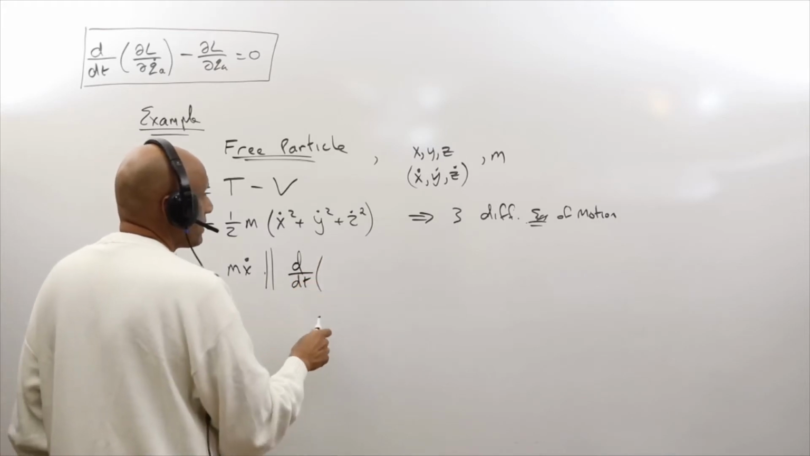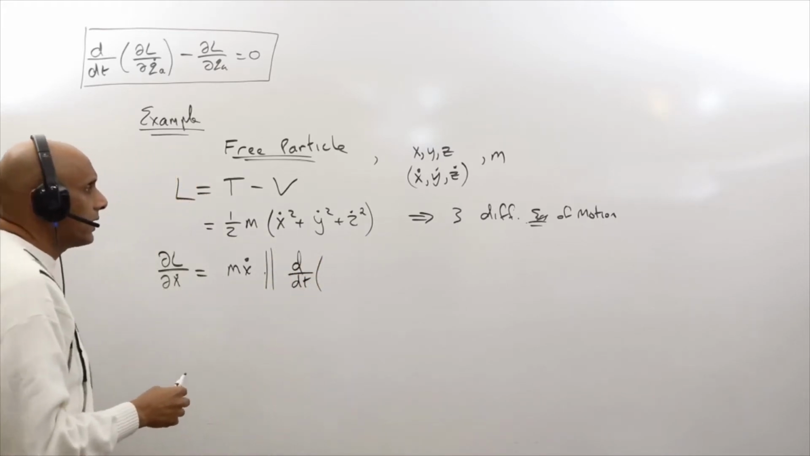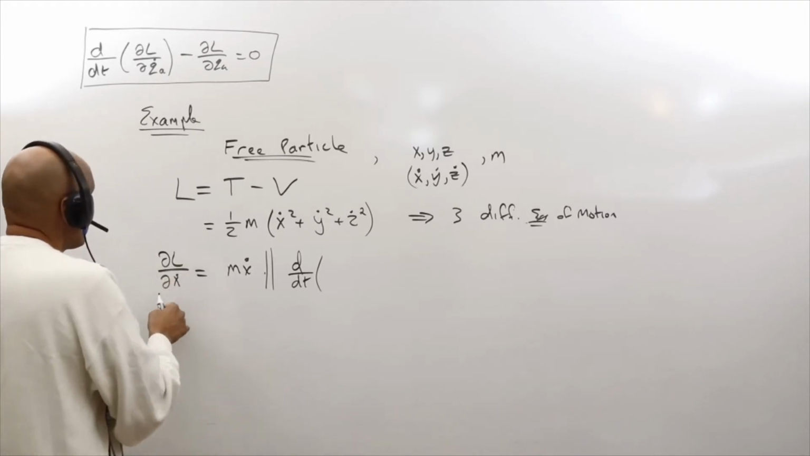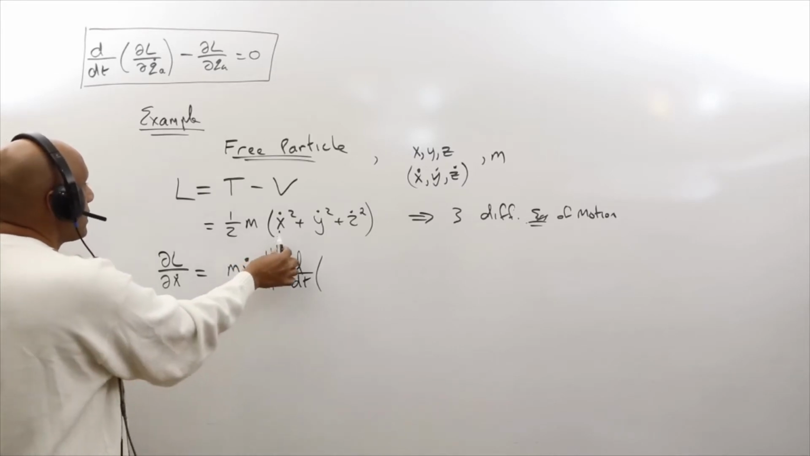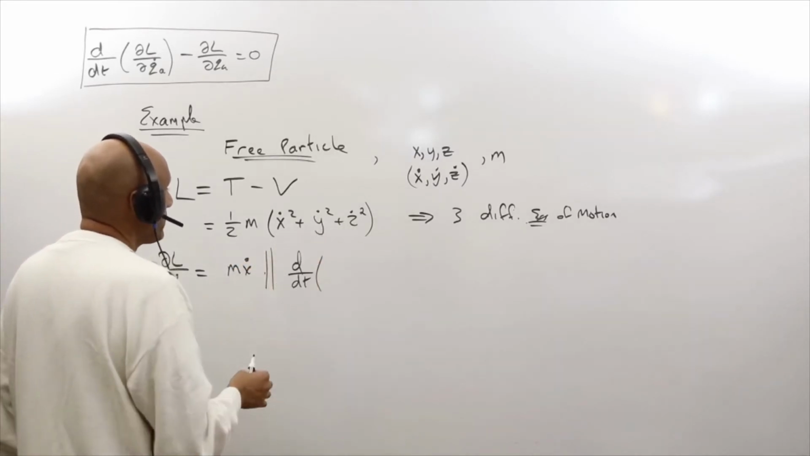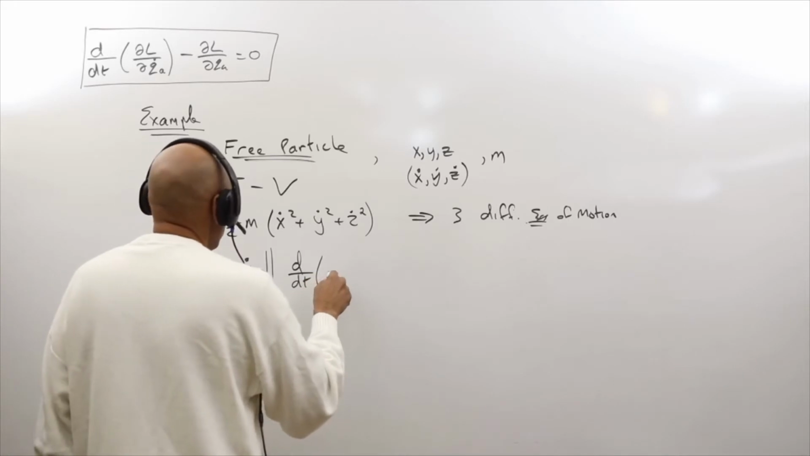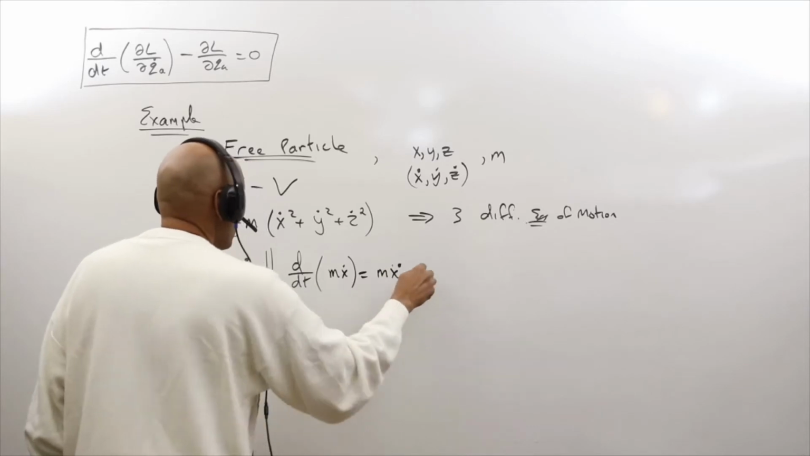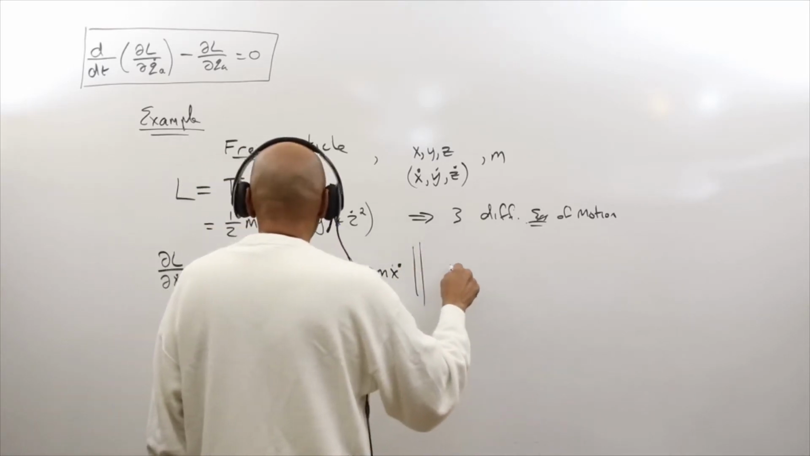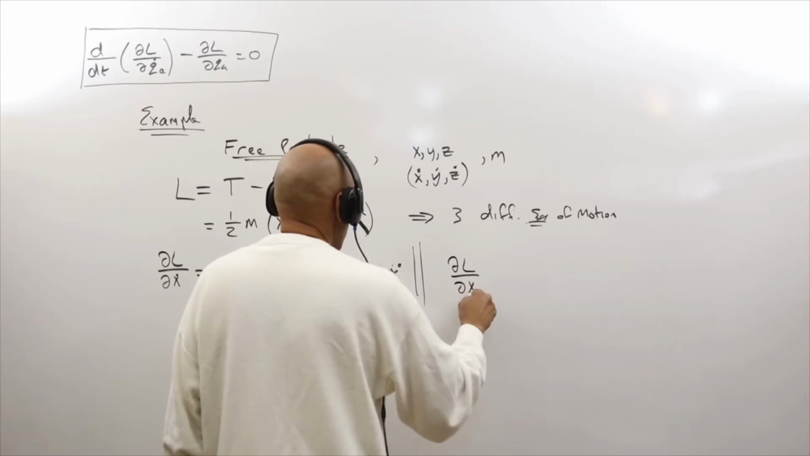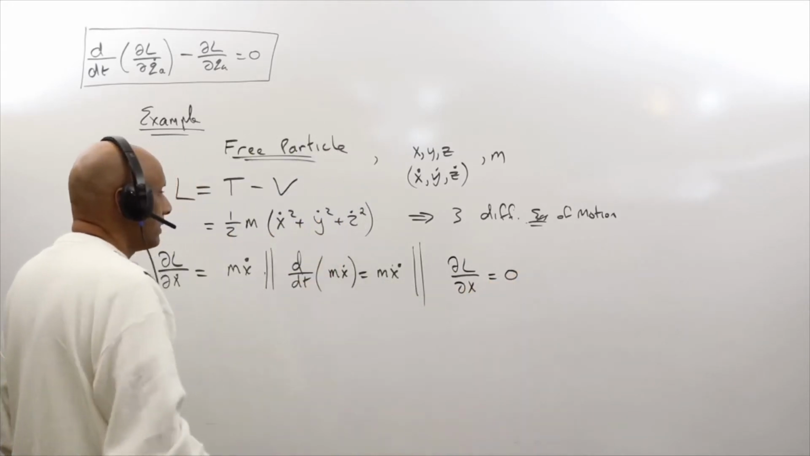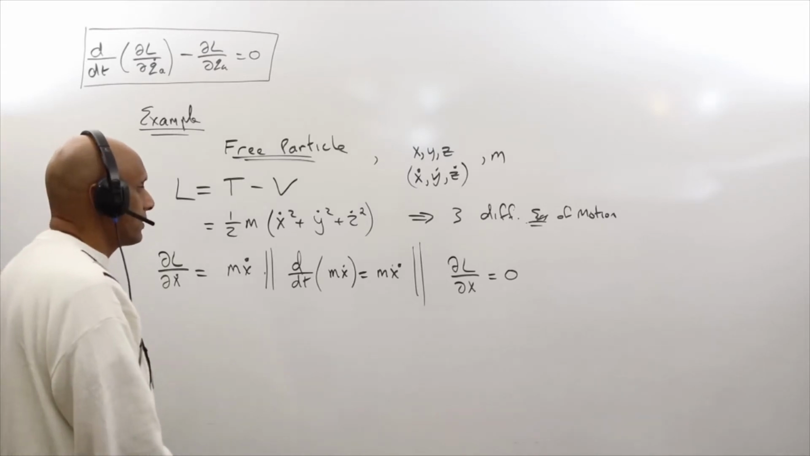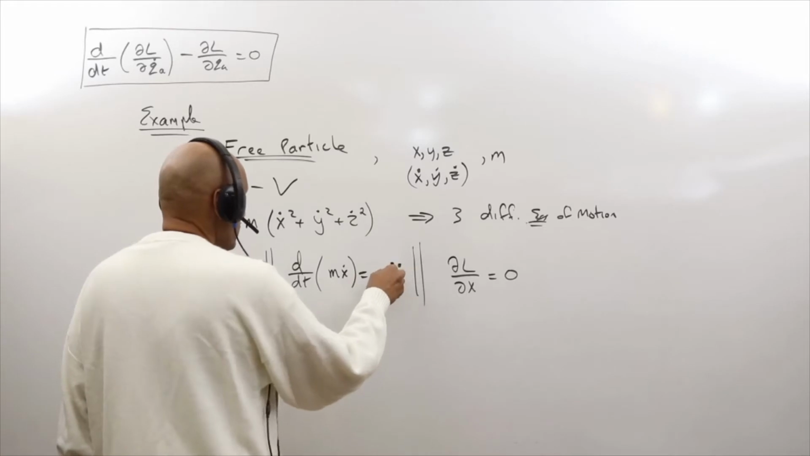You have to remember that these coordinates, x dot, y dot, z dot, and x, y, and z are supposed to be independent variables. So this partial derivative that I'm taking assumes that x dot, y dot, z dot, x, y, z are all independent of each other. So the derivative of m x dot is m x double dot. We also know that the partial of L with respect to x is equal to 0. There is no x coordinate in the Lagrangian of T minus V, kinetic energy minus potential energy. So we have a second order differential equation to solve.